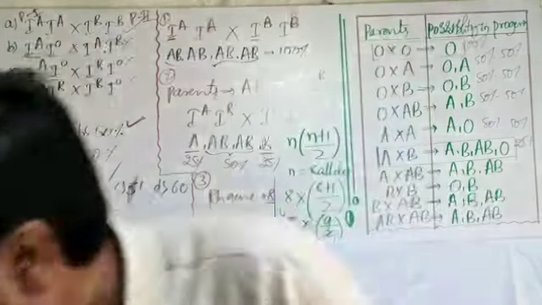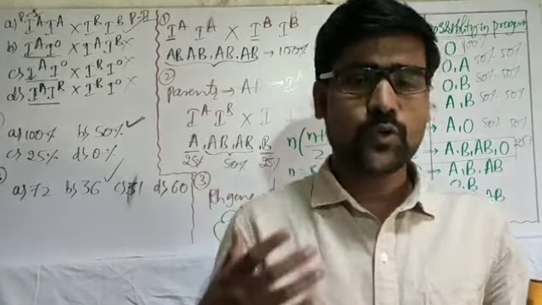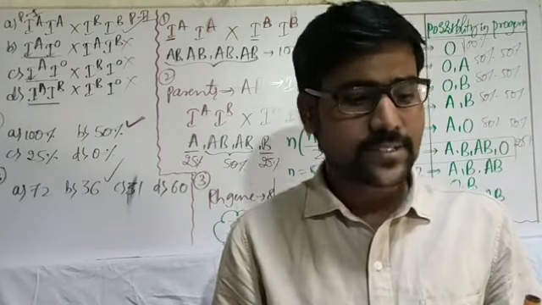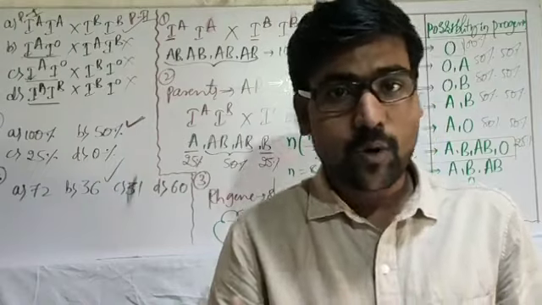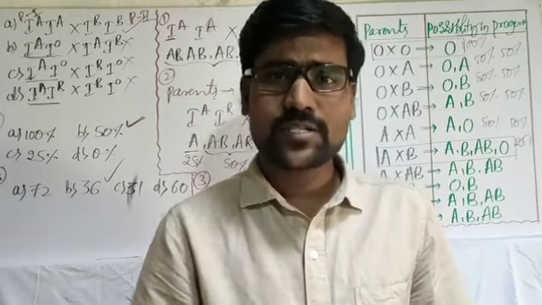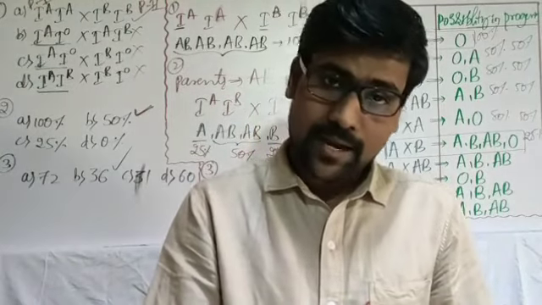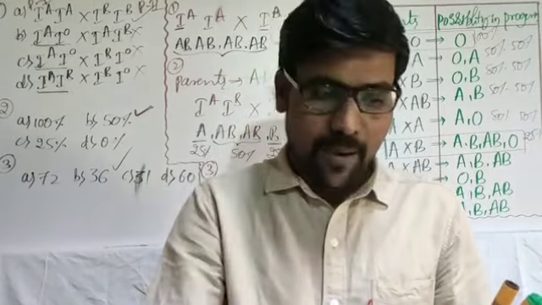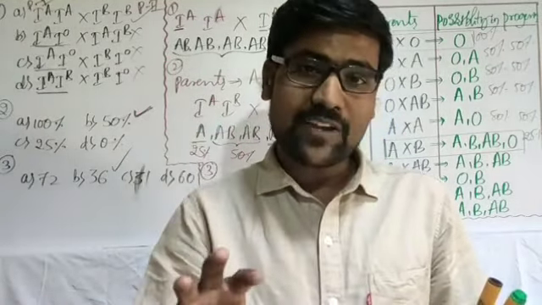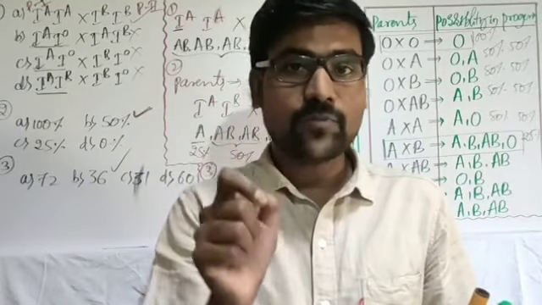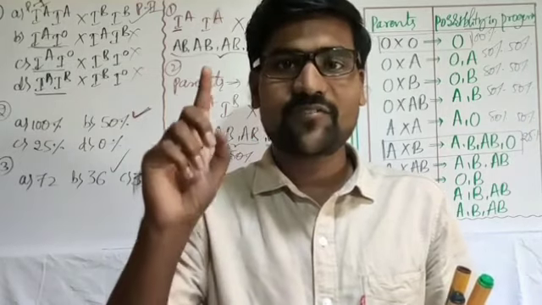Here I am giving one more question, so just you try it. The question is: the blood type of the mother is B. What type of B, homozygous or heterozygous? That is left to you. The blood type of the mother is B, and the progeny in the family is 25% A blood group, 25% AB blood group, 50% B blood group. Then what is the genotype of the parents?